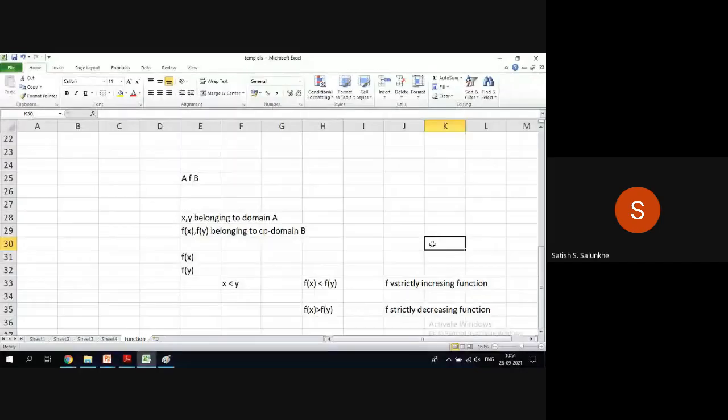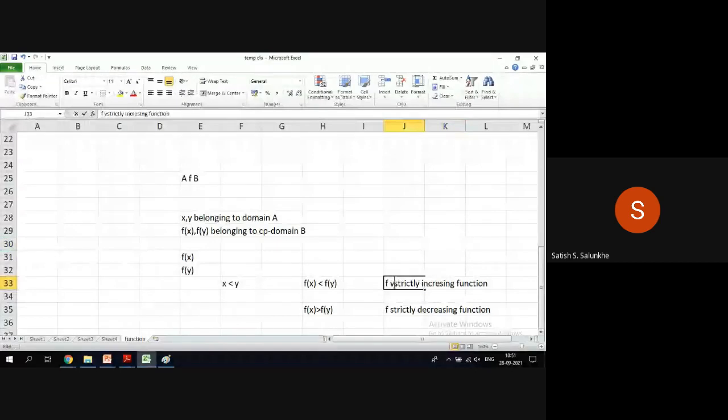So I received only one response from Gaurav. What about the rest of the students? If it is not understood, please let me know. I will again try to explain if there is any ambiguity or if you have not understood. Please let me know. Accordingly, I will repeat. So only Gaurav is responding. What about the rest of the students? Please let me know.